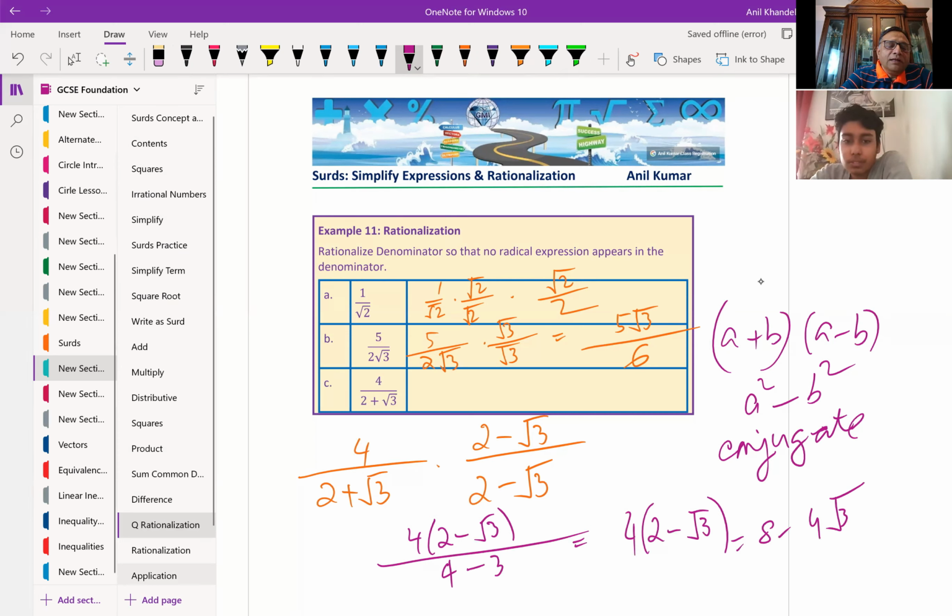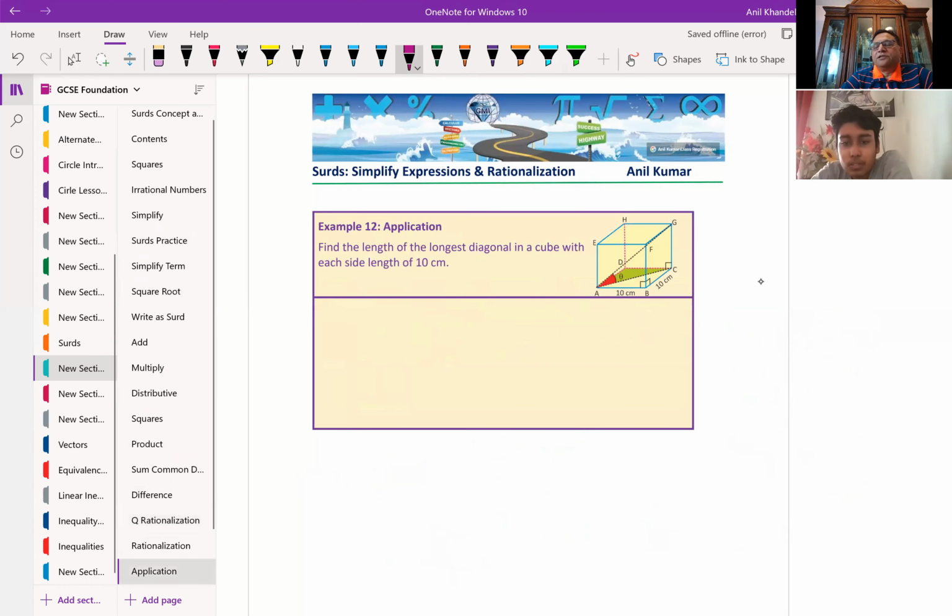Now, let's look into application questions. How do we apply these square root things in many questions? You have been doing all this, nothing new. But now you have the concept, you have the groundwork done, foundation, correct? Can you please read this question and then solve? Find the length of the longest diagonal in a cube with each side length of 10 centimeters.